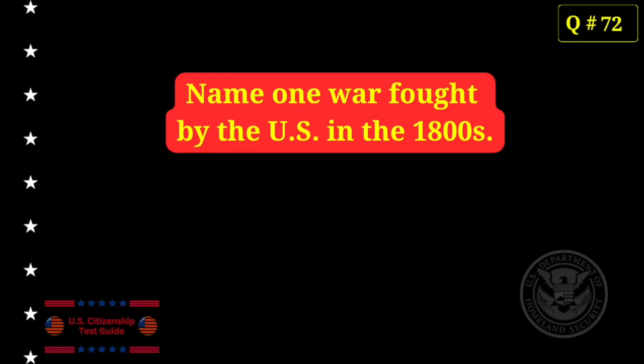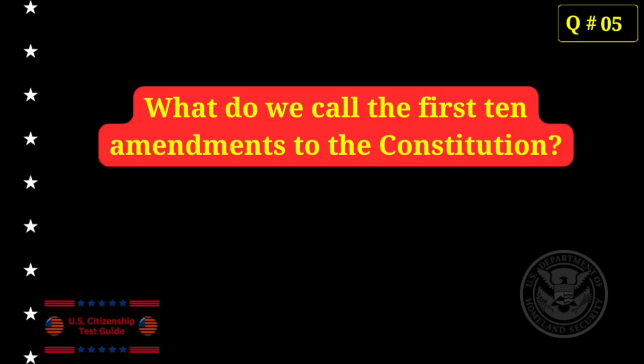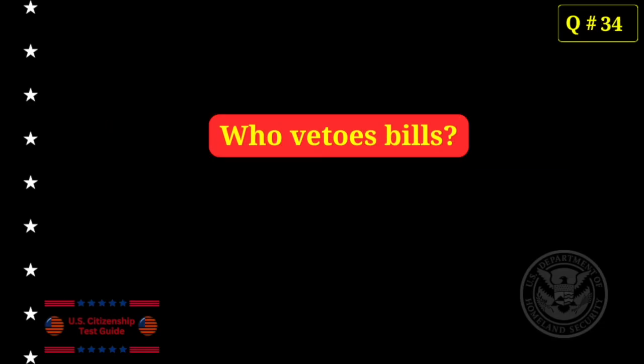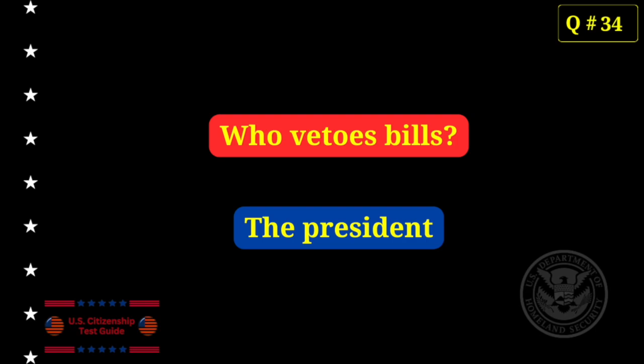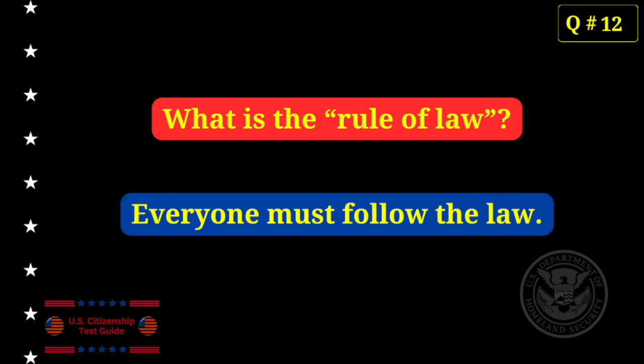Name one war fought by the United States in the 1800s. Civil War. What do we call the first 10 amendments to the Constitution? The Bill of Rights. Who vetoes bills? The President. What is the rule of law? Everyone must follow the law.